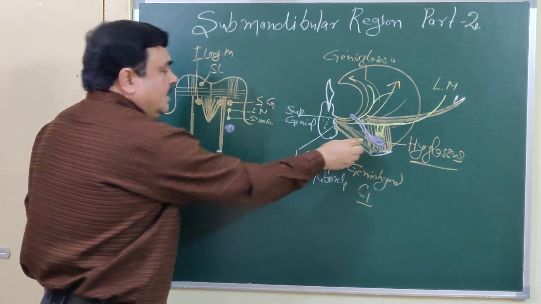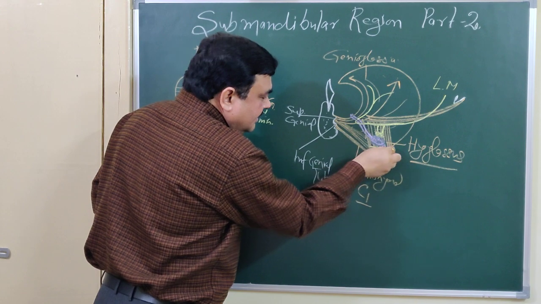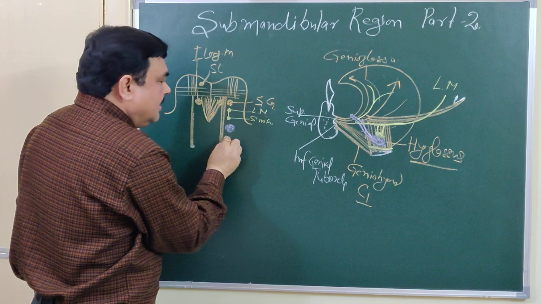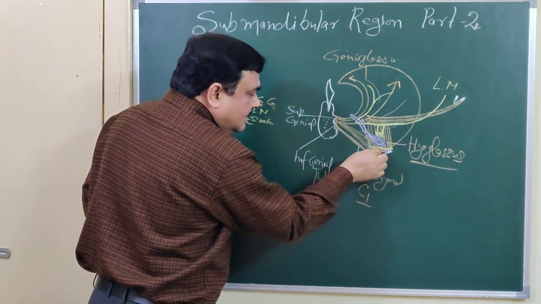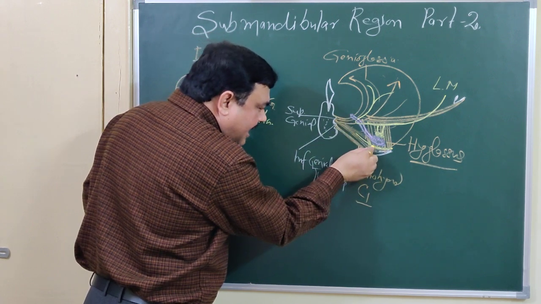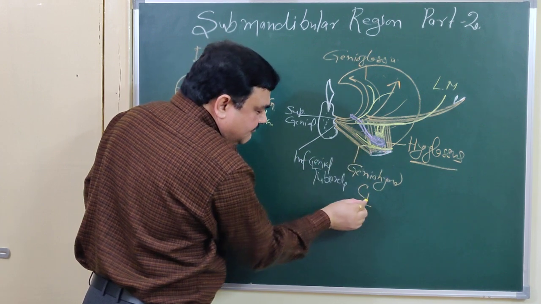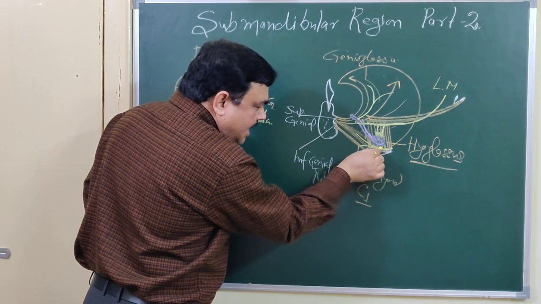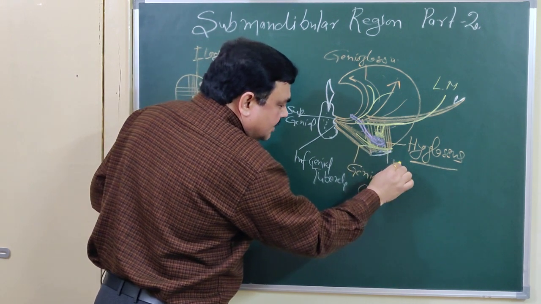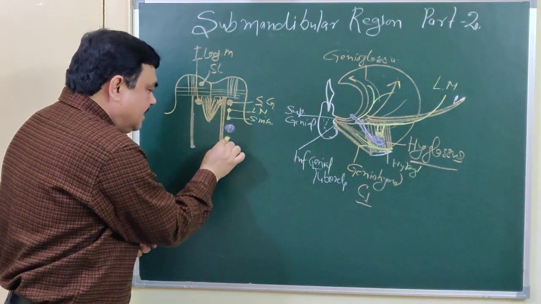And the structure here is the hypoglossal nerve, the 12th cranial nerve. This hypoglossal nerve supplies the genioglossus and hyoglossus, and it carries fibers of C1 to the geniohyoid. The C1 fibers pass with the hypoglossal nerve. So these structures are superficially related.